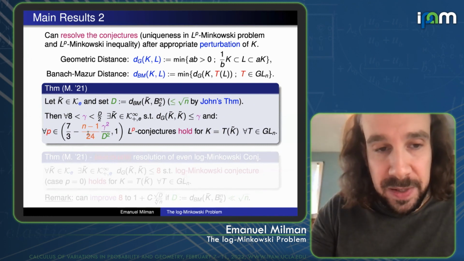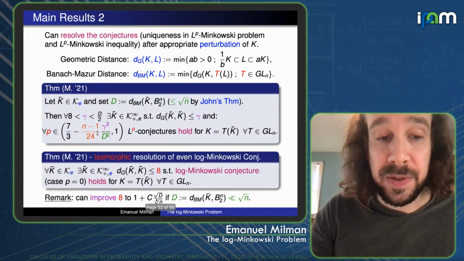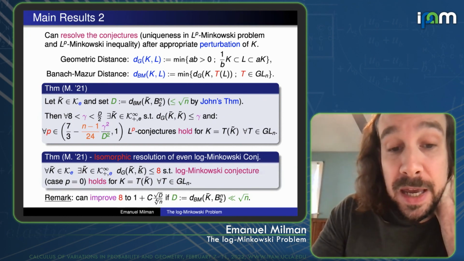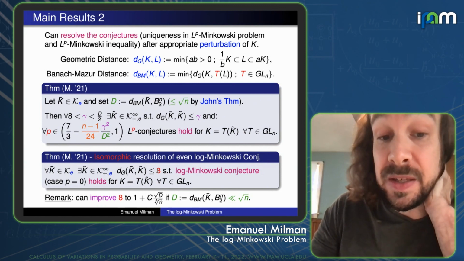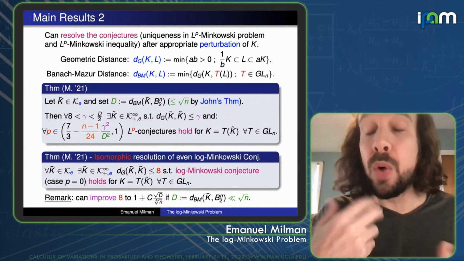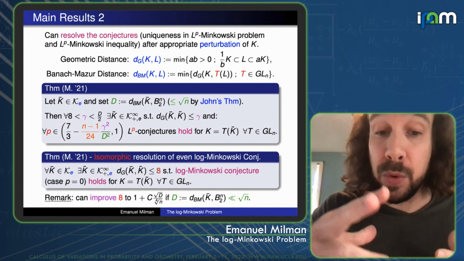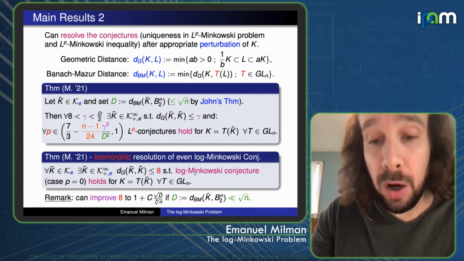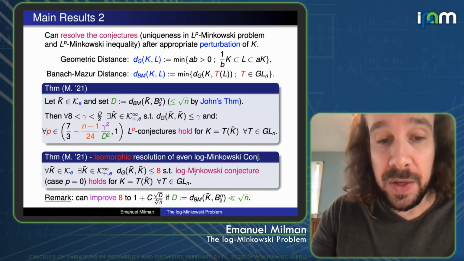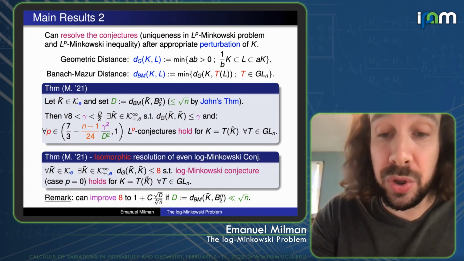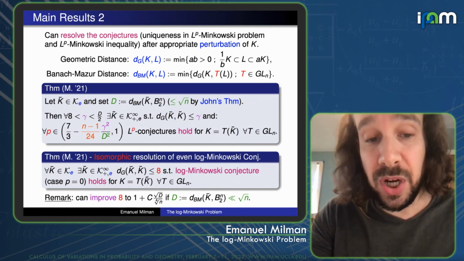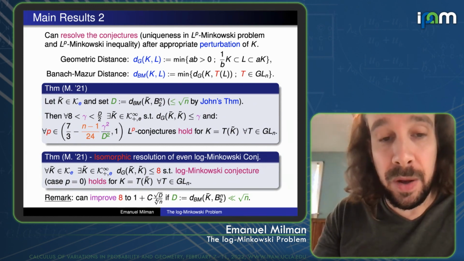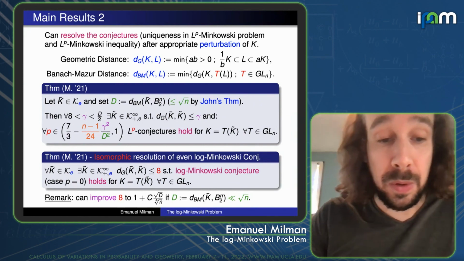And again, when does this range contain 0? Because we want to hit 0. This is the most interesting case. You can hit 0 if the perturbation is of distance at most 8. So this means you can always perturb your body by a distance at most 8 and get a positive solution to the log-Minkowski conjectures for this perturbed body. I call this the isomorphic resolution of the even log-Minkowski conjecture, isomorphic because this is in the same spirit as Bizeul-Klartag's isomorphic resolution of the slicing problem.